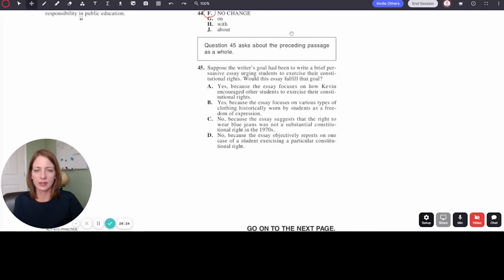Suppose the writer's goal had been to write a brief, persuasive essay arguing for students to exercise their constitutional rights. Would this essay fulfill that goal?